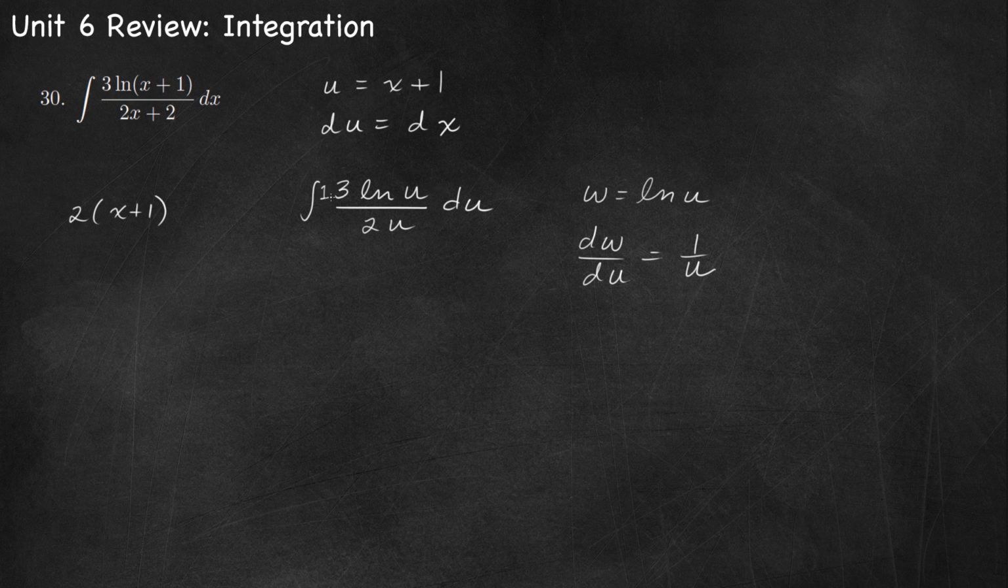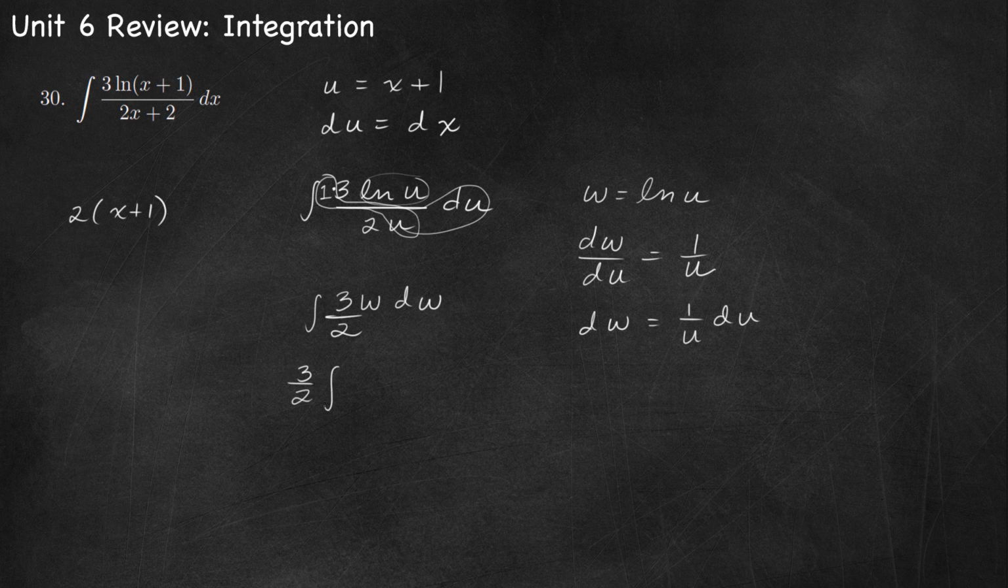And there's a hidden 1 right here, right? There's my 1 over u right there. And ln u becomes w. So now I have 3 over 2 times w times dw, if that makes sense. You can multiply both sides here by du, so we get dw equals 1 over u du. 1 over u du right here, so all of that becomes dw. And then we get integral of 3 w dw over 2.